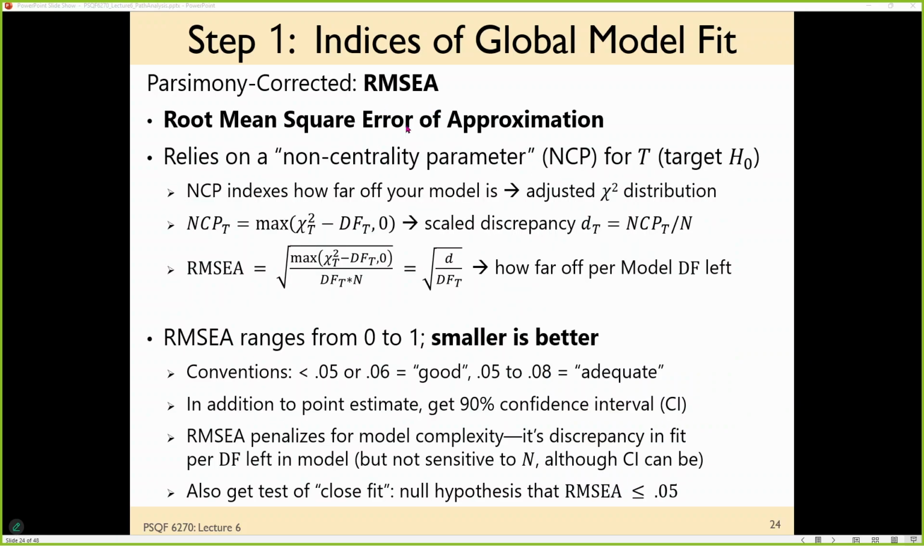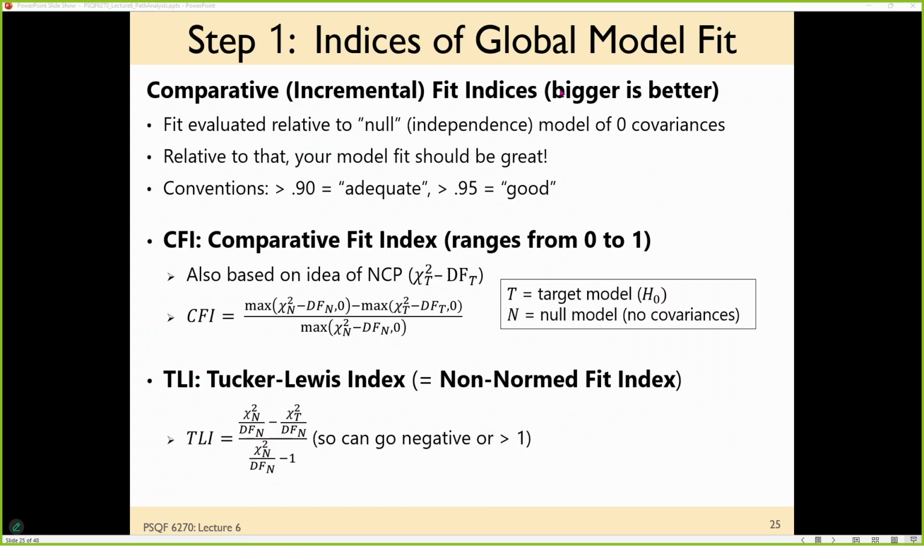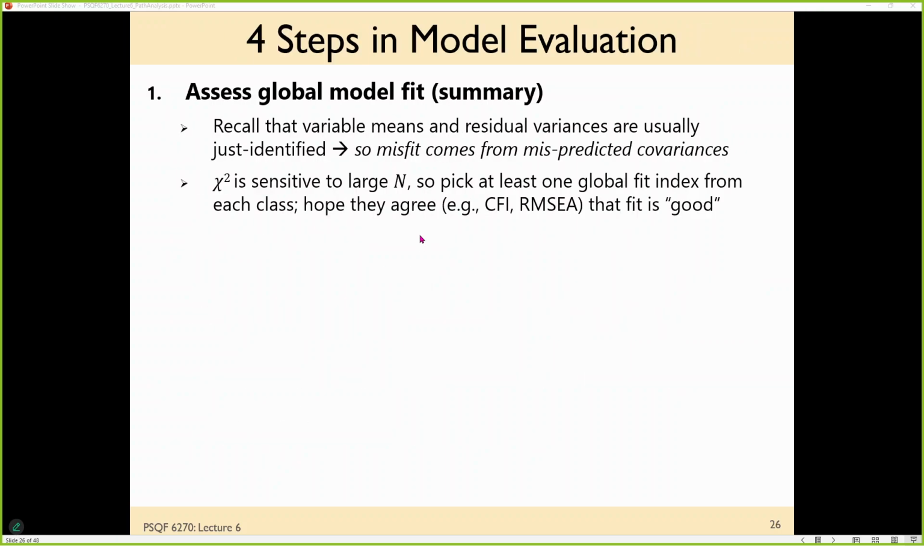RMSEA is another one that has error or residual in it, so we want this to be small. This is how wrong you are scaled per model degree of freedom left. So this one likes it if you can drop stuff that's non-significant because you pick back up those degrees of freedom. It favors parsimony. And this one has a lot of labels as to what good enough is. Closer to 0 is what you want. Then we get into the fit ones. These are relative to the null model with no relationships, and we want them to be as big as possible, close to 1, above 0.9 or 0.95-ish on those ones. So we'll see those in our example.